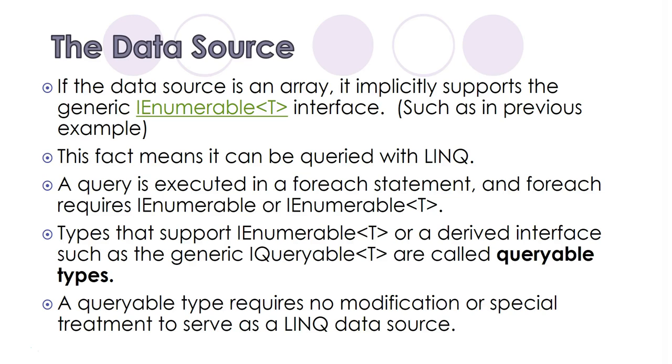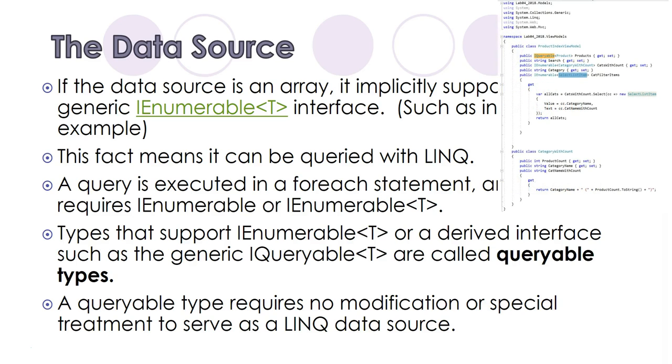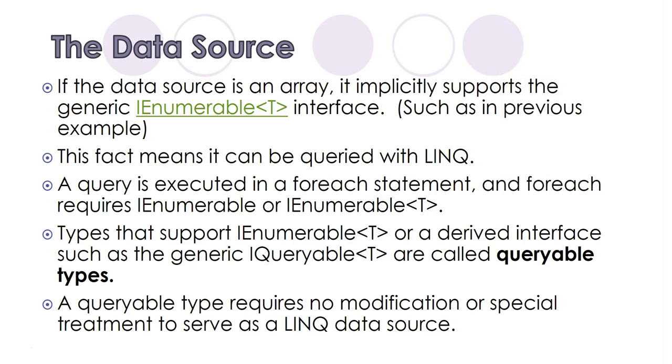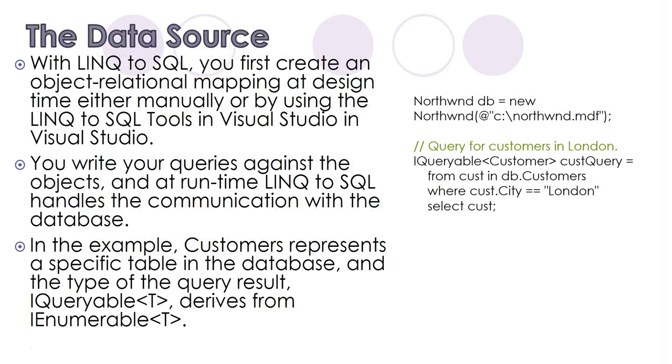Types that support IEnumerable or a derived interface, such as generic IQueryable, are called queryable types. So here, product is a queryable type. A queryable type requires no modification or special treatment to serve as a LINQ data source. Then with LINQ to SQL, you first create an object relation mapping at design time, either manually or by using LINQ to SQL tools. You then write your queries against objects at runtime.